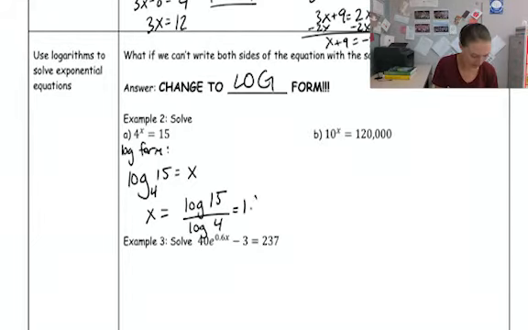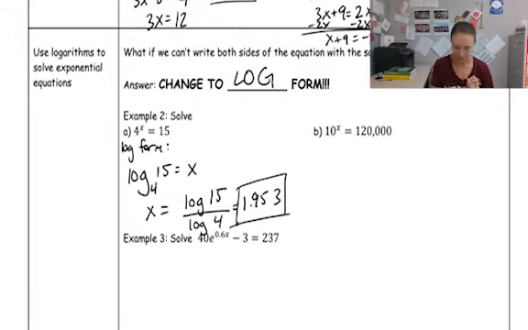All right, so we have 1.953 as our answer. We can do the same thing for part B. I would suggest you try B, pause the video and try it out. Be careful, you cannot divide both sides by 10. I know right now it looks like you really want to, but you can't divide something that has an exponent.